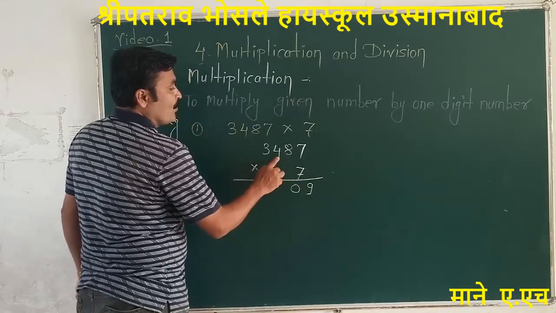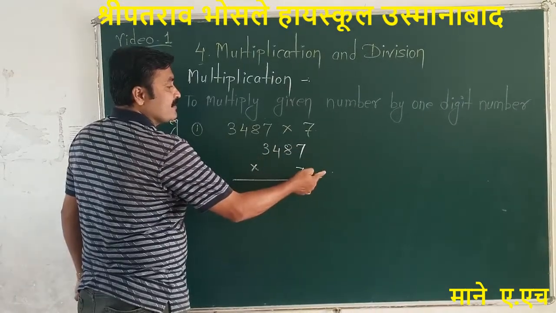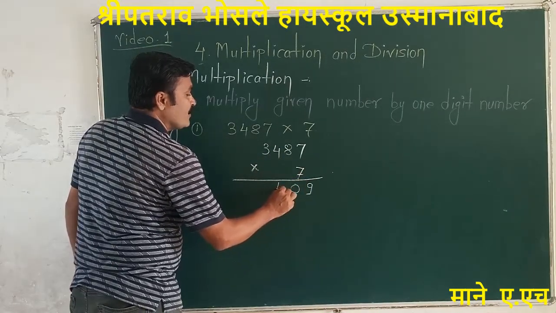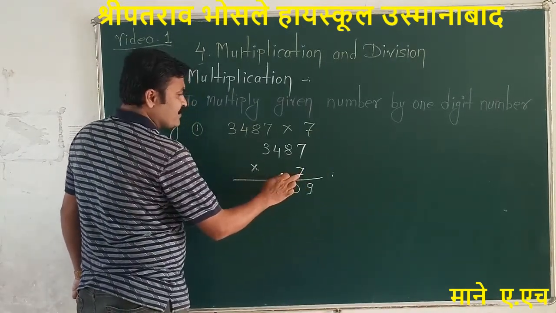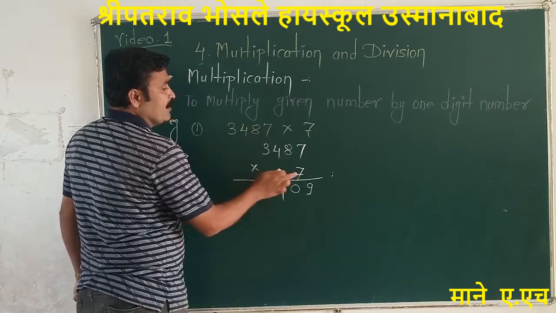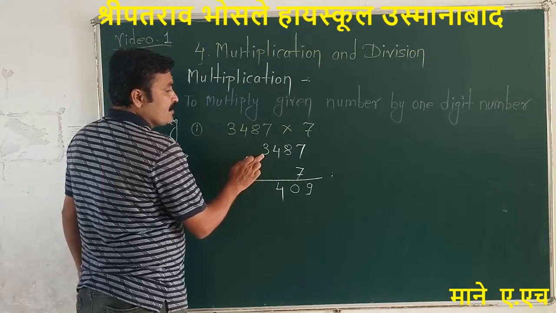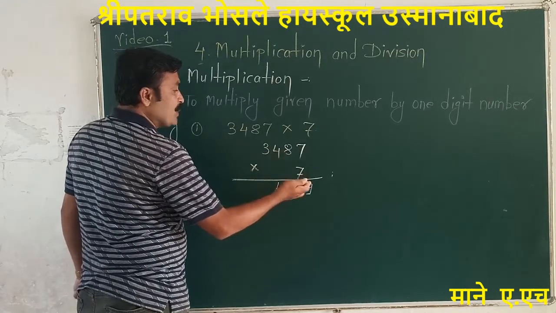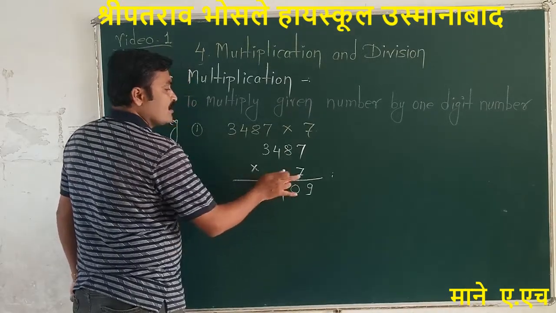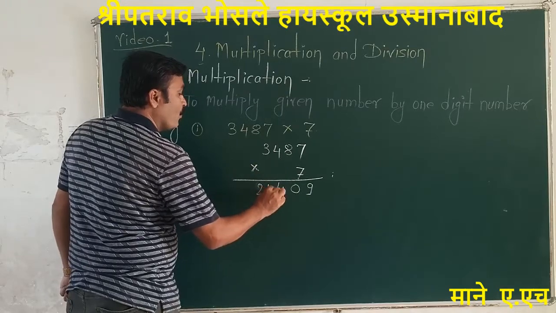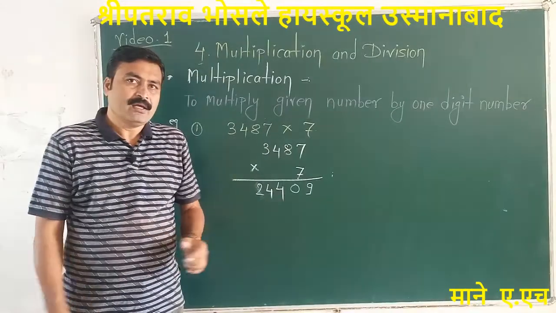So 7 into 4, 7 fours are 28. 28 plus 6 comes to 34. For 34, we write 4 here, and 3 is taken as carry. Thereafter, we have to multiply the 3 here. So 7 into 3, 7 threes are 21. 21 plus 3, how much will it be? 24.